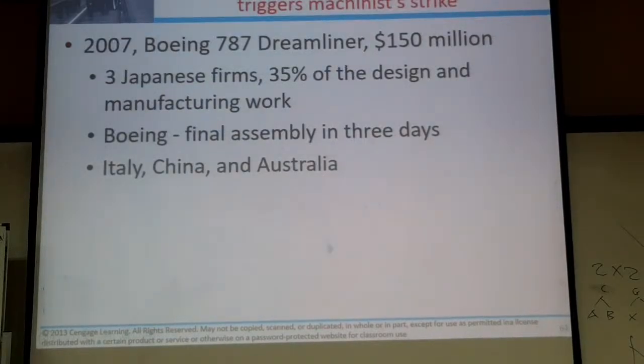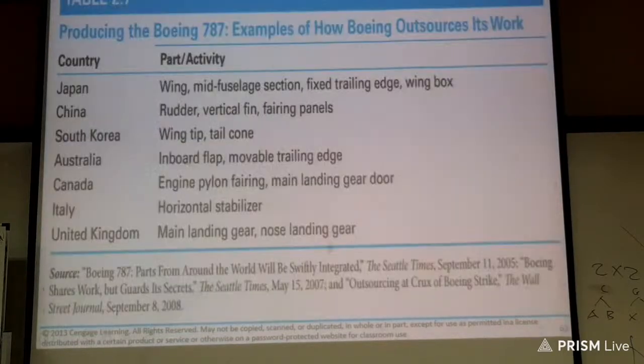Boeing: three Japanese firms design and manufacture, and Boeing finally assembles in three days. Italy and China supply part of the components. This is in the 14th edition. You're not going to see this in the 17th edition. So, done, finished.